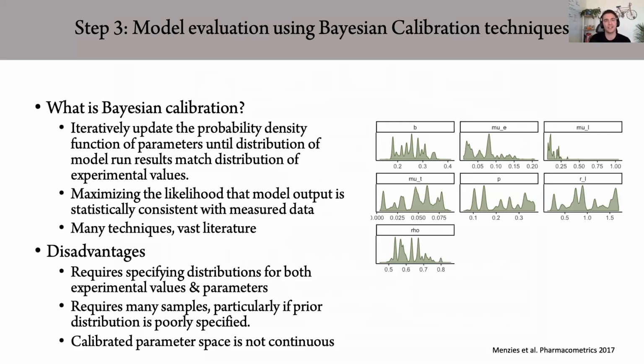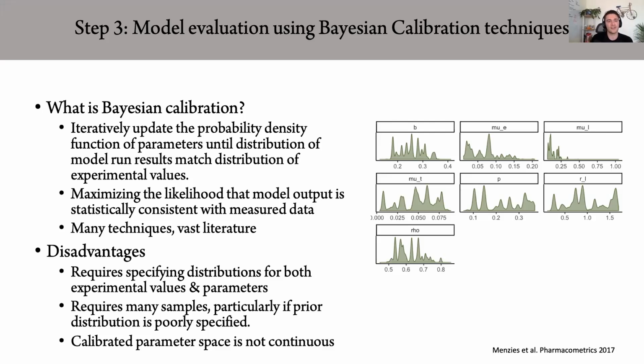Essentially, what you're doing here is maximizing the likelihood that model output is statistically consistent with your measured data sets. There are many techniques for this, particularly in the last 20 years or so. This now has a pretty vast literature. There's a great review by Menzies et al. in Pharmacometrics from 2017 about different Bayesian calibration techniques.